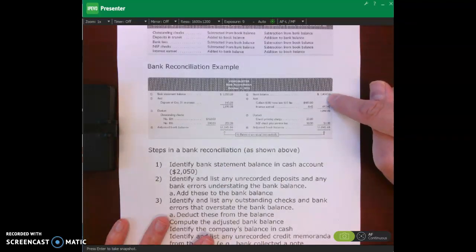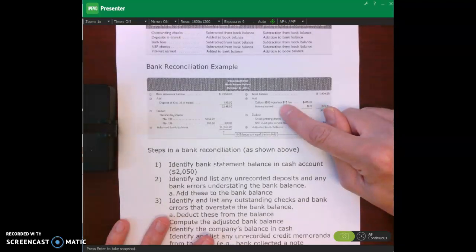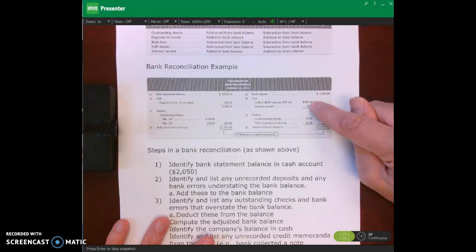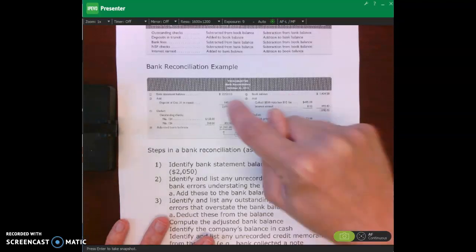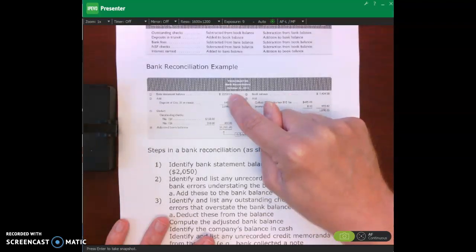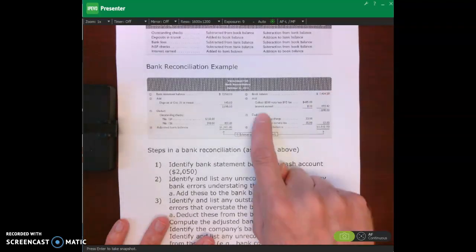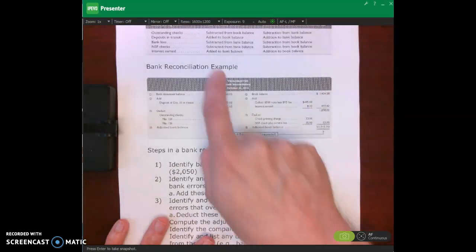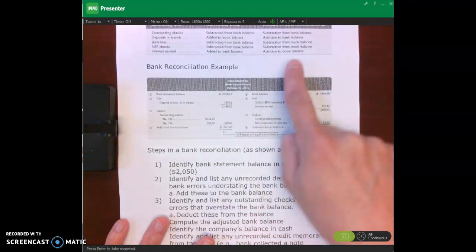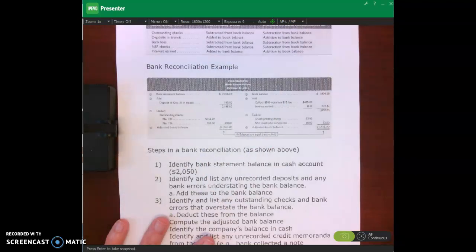And then we look at our book balance. We started with 1,404.58, which we pulled from our general ledger. Then the bank said we had a collection on a $500 note less a $15 fee. That's $485. That's something that we haven't recorded, but the bank has done that for us. So that number is included in our bank statement, but it's not yet included in our general ledger. So we have to add that. And then we also add interest earned. That has been added to our bank balance, and so now we have to add that to our book balance.